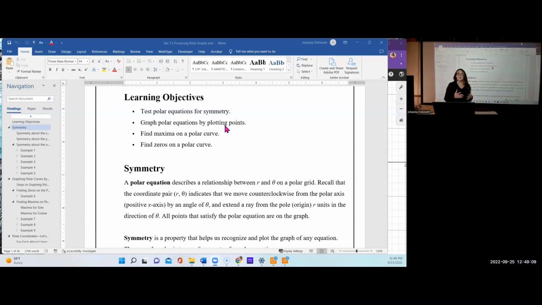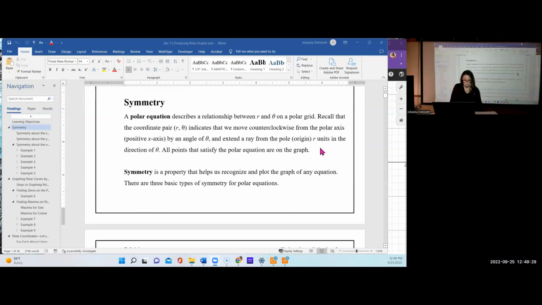Now, again, I don't typically expect my students to plot points to graph a polar graph. I typically allow them to use technology. We'll also, however, talk about finding the maximum on a polar curve, and also how to find zeros on a polar curve and what zeros are on a polar curve. We're going to start by reviewing what we talked about in the last video about symmetry.